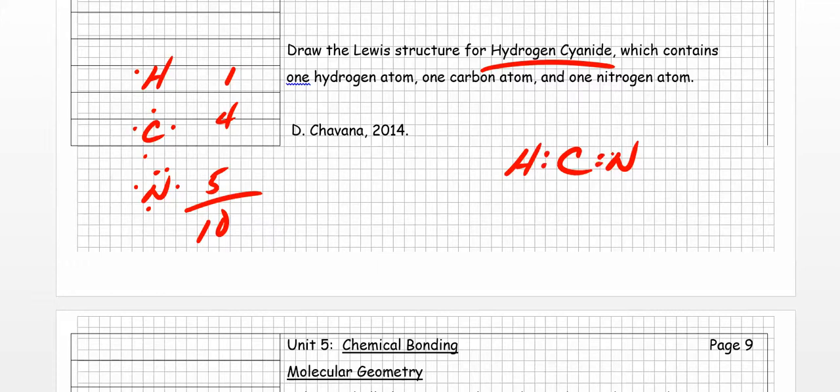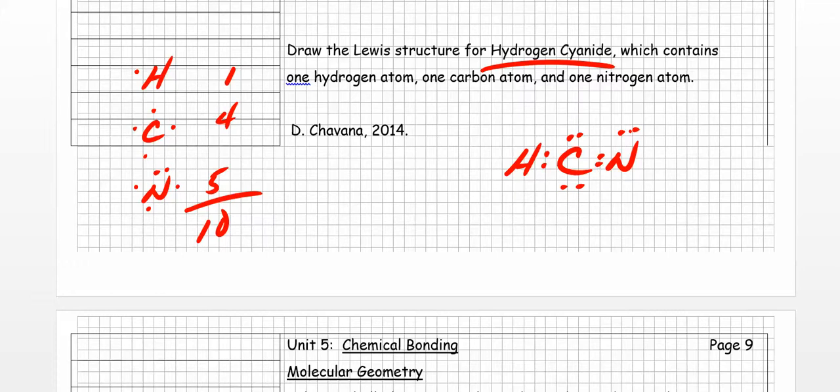So I have to connect the hydrogen, the carbon, and the nitrogen with electrons. So that leaves 6 left. I've used 4 of the 10. I've got 6 left. So I'm going to put those in. So 2 here, that's 4, and that's 6, and that's it. That's a total of 10. 2, 4, 6, 8, 10 electrons.